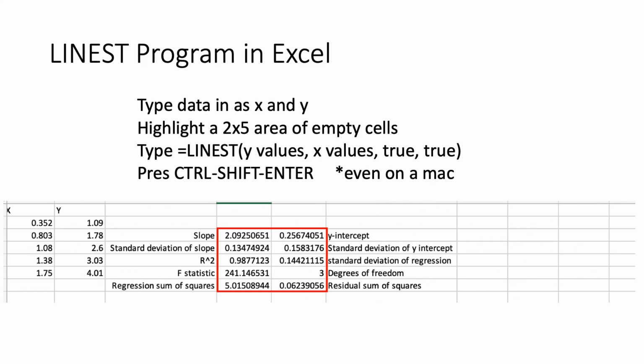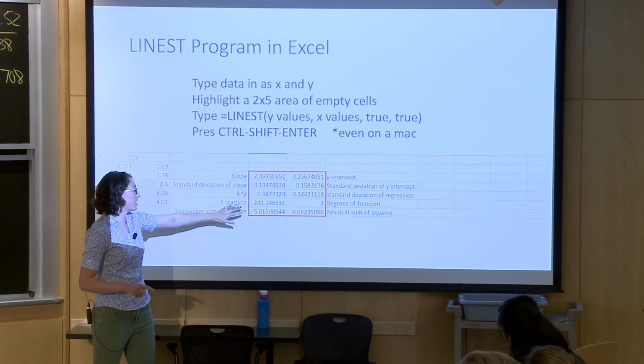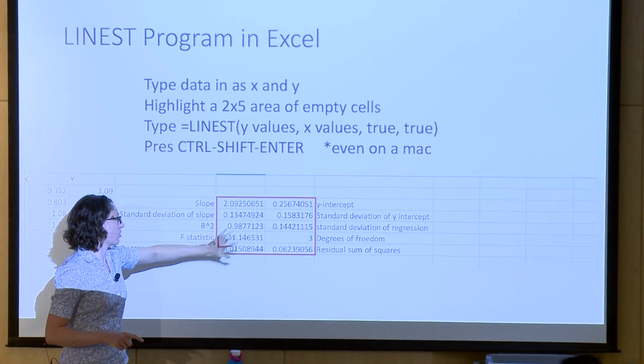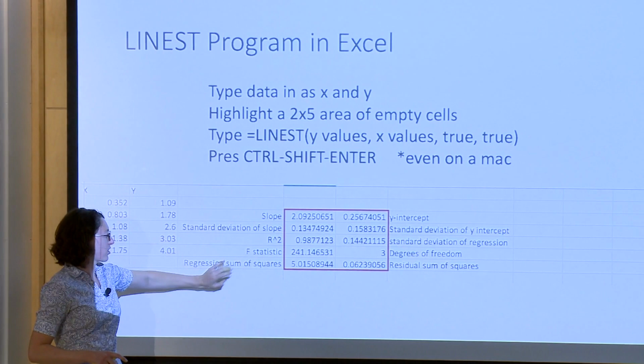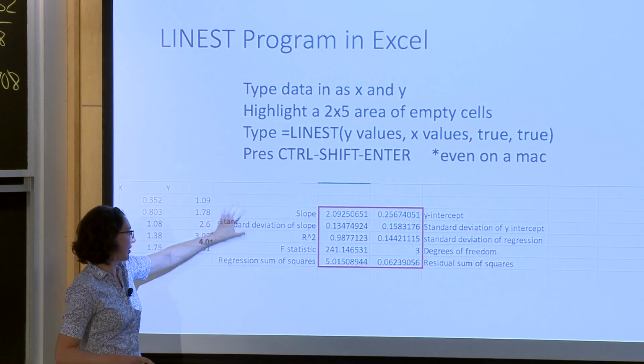You will have your slope, and then you press Control-Shift-Enter, even on a Mac. So on a Mac, press Control, not Command, press Control-Shift-Enter, and it'll give you this array of data. Once you get this array of data, don't try to change any of these values, or Excel will get kind of mad at you. So just leave it. And this is the key to what each of the cells is telling you, because Excel won't give you this information. You can look it up online, or it'll be on these slides.